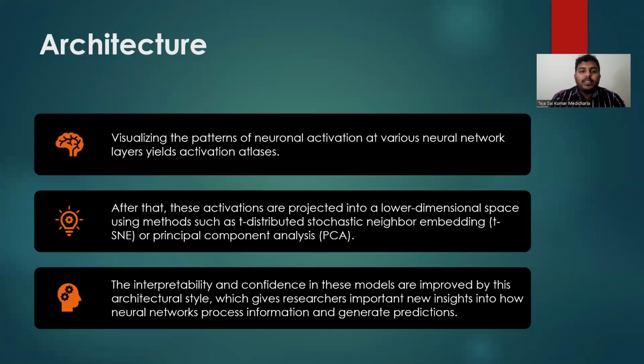Architecture: visualizing the patterns of neuronal activation at various neural network layers yields activation atlases. After that, these activations are projected into a low dimensional space using methods such as t-distributed stochastic neighbor embedding (t-SNE) or principal component analysis (PCA). The interpretability and confidence in these models are improved by this architectural style, which gives researchers important new insights into how neural networks process information and generate predictions.